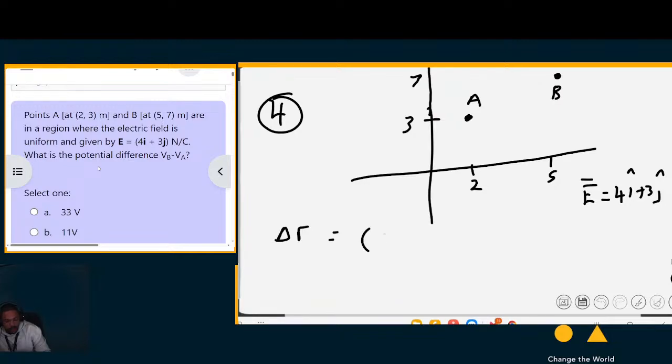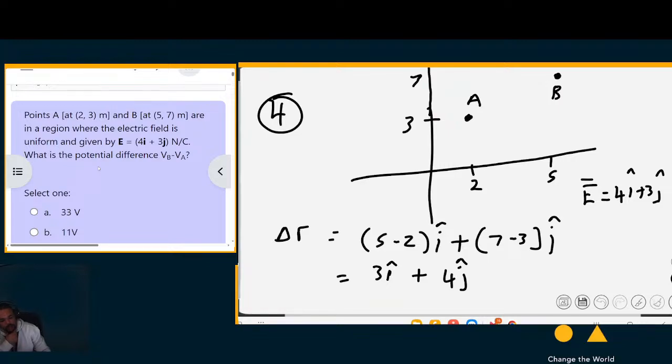The distance between A and B will just be 5 minus 2 in the I hat direction, plus 7 minus 3 in the J hat direction. That gives us 3 in the I hat direction plus 4 J hat direction. So 3 plus 4, this is the delta R vector. That is the vector between those 2 points A and B.